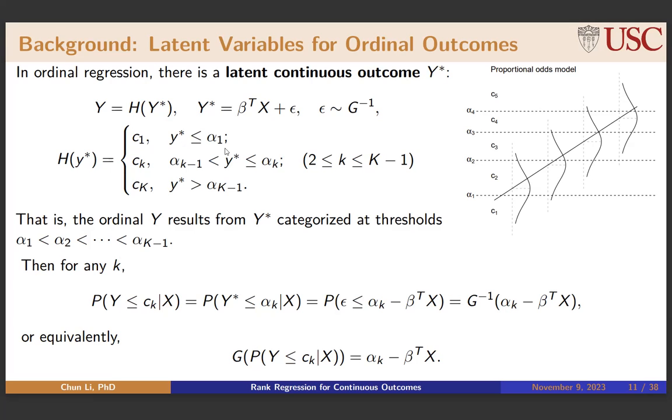It's like this. Your intercepts are the k minus 1 alphas, and this is your latent variable. For example, there are 4 alphas. The 4 alphas serve as thresholds, as cutoff points, so that after applying the cutoff point values, you get 5 ordered categories. And if this model is true, then naturally you can derive this property. So ordinal regression has a very nice interpretation that has a latent continuous variable, and all the intercepts, those alpha k's, are the cutoffs.